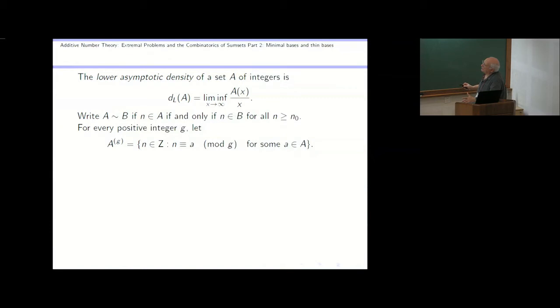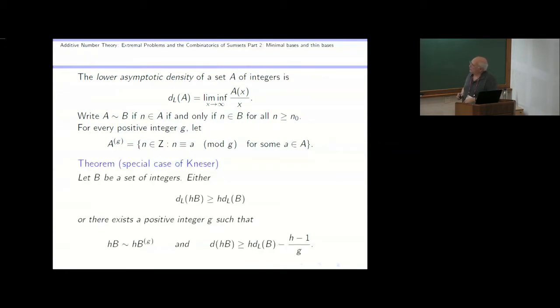Again, we write A ~ B to mean that A and B coincide from some point on. So an integer n is in the set A if and only if n is in the set B for all n greater than or equal to some n naught. And also, if you take a positive integer g, you can take the set A and just extend it by adding the complete congruence class modulo g to every element in the set A. So A superscript g is all integers n where n is congruent to a mod g for some a in the set A.